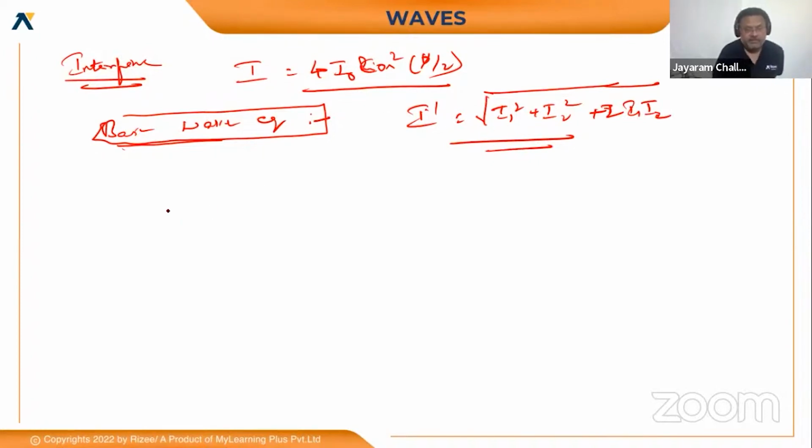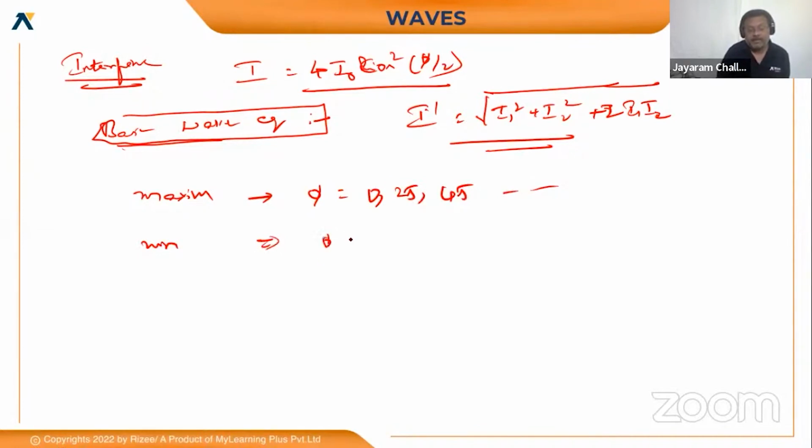So interference will be maximum when the phase difference is equal to 0, 2 pi, 4 pi, even multiples of pi. For the minimum condition, you will be getting the odd multiples: 1, 3, 5 times pi. So that is the odd multiples, and the even multiples also. Okay, so these are the things, please.